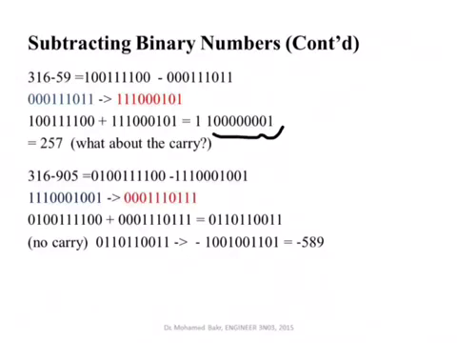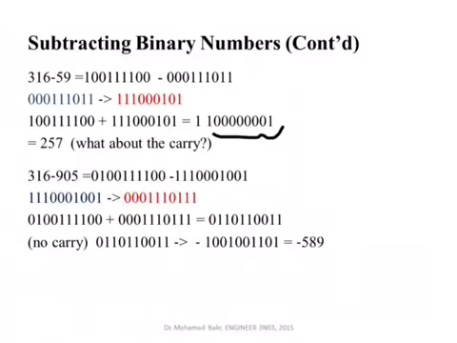The same thing happens here. If I want to subtract 316 minus 905, this is a binary representation of 316. And I used here 10 bits. 1, 2, 3, 4, 5, 6, 7, 8, 9, 10. This is fine. The two's complement of this number can be found very easily. Toggle every 1, make it 0, and every 0 make it 1, and then add 1. You'll find that this is the two's complement of this number.